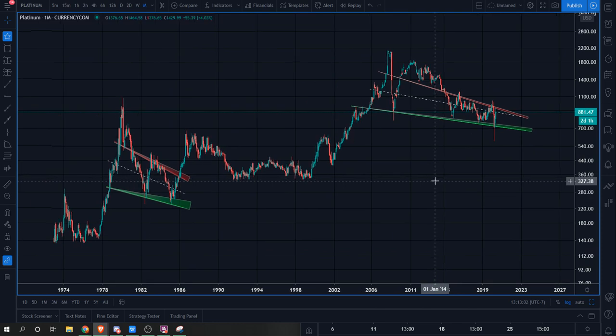And we'll talk about the palladium to platinum ratio, which is the lowest it's ever, or highest it's ever been, I guess lowest if you're doing it the opposite way.